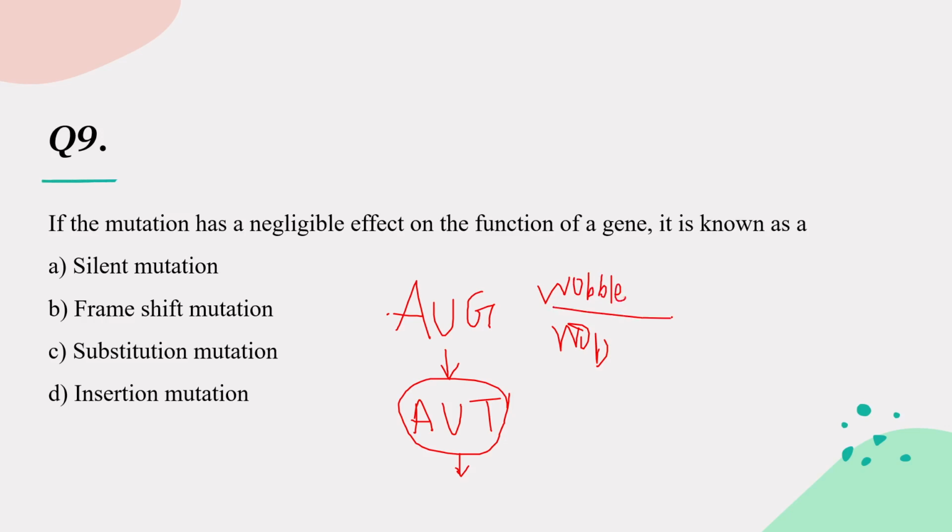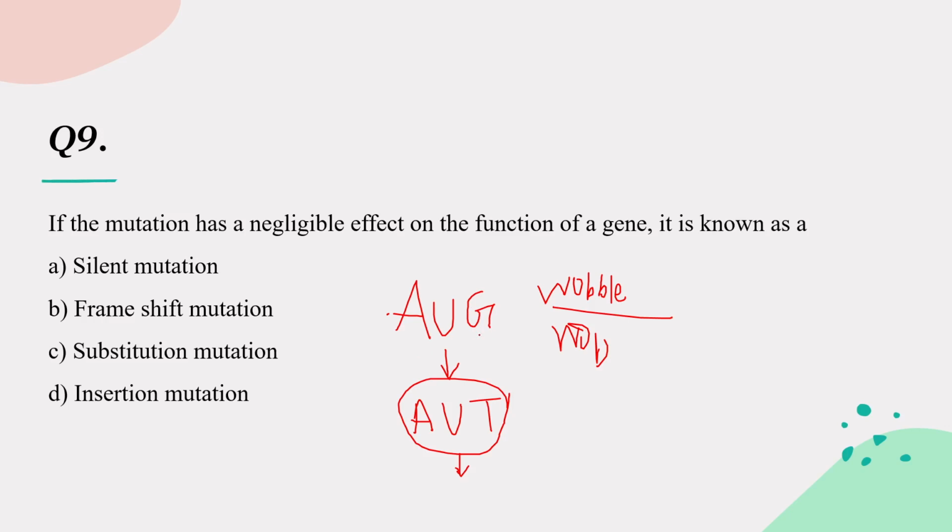Oval base pair. Okay, that means this third nucleotide base of the triplet genetic code doesn't matter if we change it into another nucleotide. It will still produce the methionine amino acid, so it will not create any change in the protein or its function. That's why it's called a silent mutation. I think everyone understood why it is called a silent mutation.